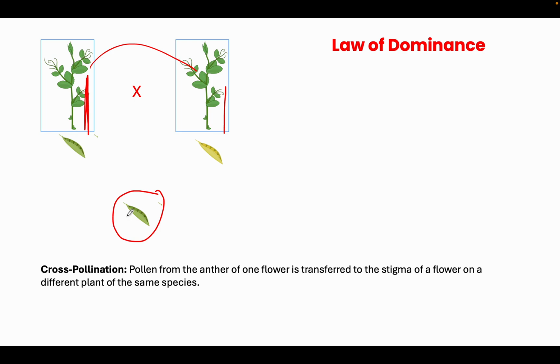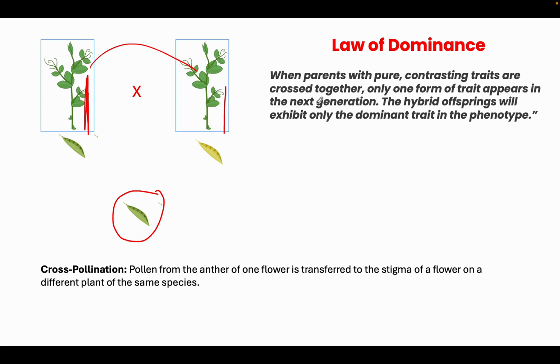So what he concluded from this experiment was, when parents with pure contrasting traits, meaning a plant producing only one type of pod color, either green or yellow, on self-pollination, that is a pure parent. So when these pure parents, each producing only its respective color on self-pollination, are crossed, and these are contrasting traits, yellow pod and green pod, only one form of trait appears in the next generation.